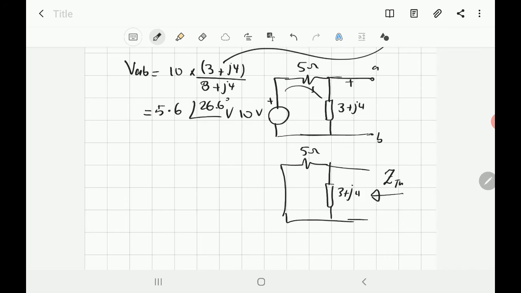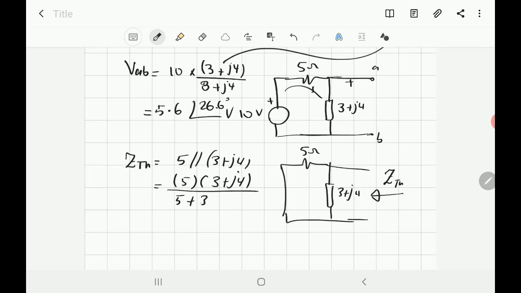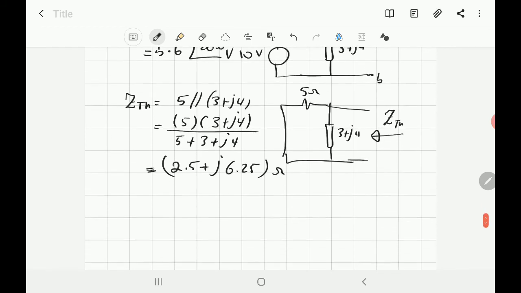Obviously this element is parallel with this element. So you write Z Thevenin is equal to 5 ohm parallel with 3 plus j4. How do we find it? 5 times 3 plus j4 divided by the sum, 5 plus 3 plus j4. And we find the equivalent is equal to 2.5 plus j6.25 ohm. That will be your equivalent impedance.